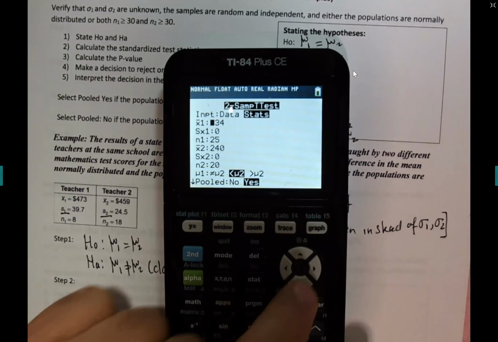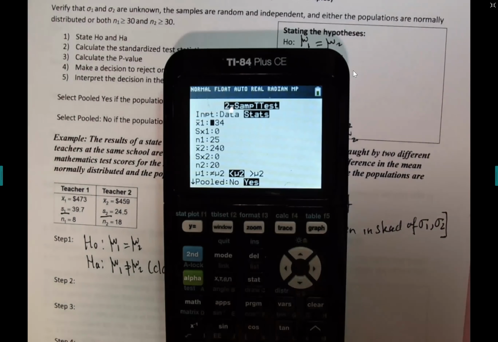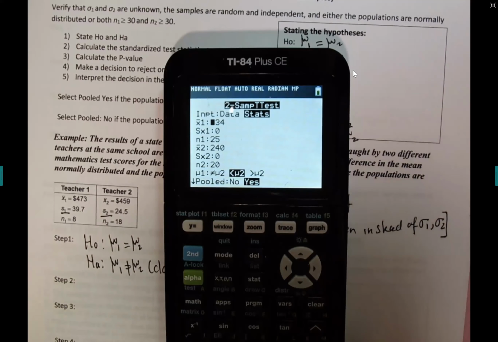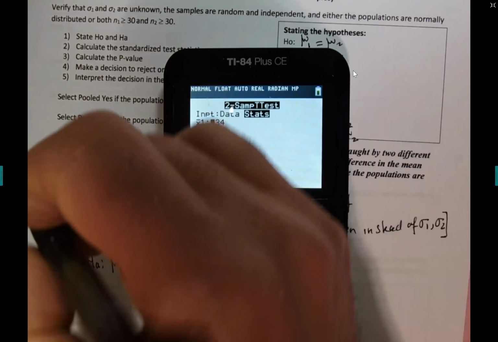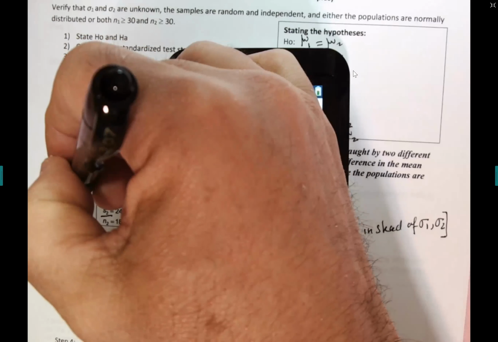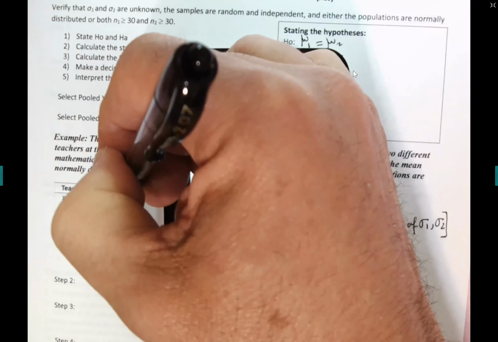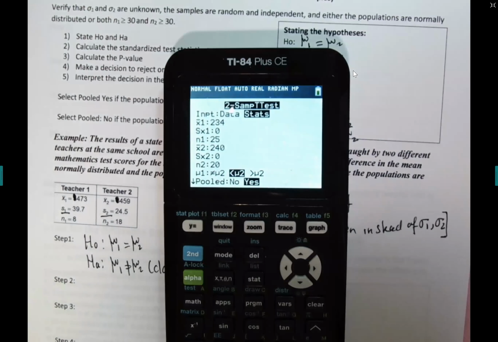Okay. He's asking for x1 bar, not sigma 1 right away. We already have it, which is what? Oh, sorry, there are no dollar signs here. These are scores, guys. I'm sorry. Shouldn't have put dollar signs here. So 473.